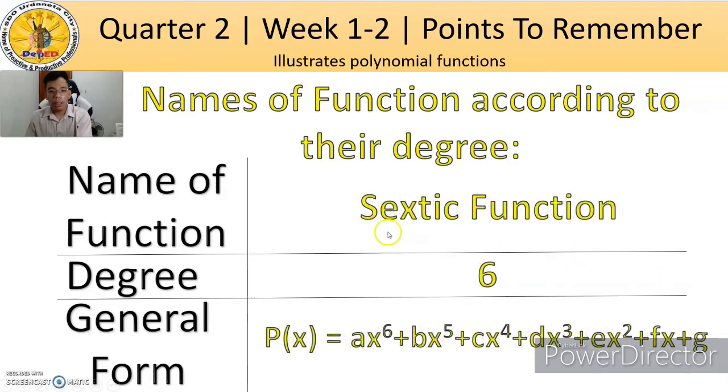Now, it is called a sextic function if its degree is equal to 6, and its general form is p of x is equal to ax raised to 6 plus bx raised to 5 plus cx raised to 4 plus dx cubed plus ex squared plus fx plus g.